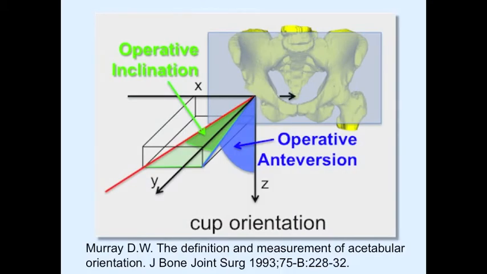You should know that a cup that is in 27 degrees of operative anteversion and 40 degrees of operative inclination, for example, translates to about 20.4 degrees of radiographic anteversion and 43.3 degrees of radiographic inclination. This means that aiming for 39 or 40 degrees of operative inclination will result in cups that appear to be between 42 and 45 degrees of inclination on postoperative radiographs.